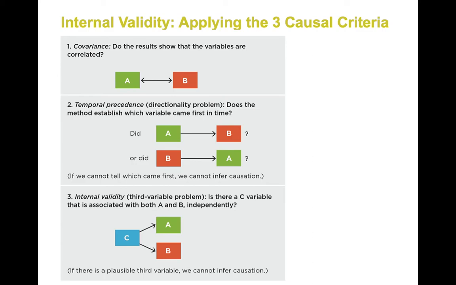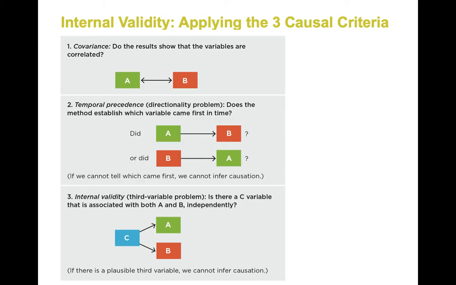Why is that? Well, the reason is that in order to make a causal claim, a study has to satisfy three criteria. The first is covariance. Okay? Covariance refers to the idea that there must be an association between a causal variable, which we'll call A, and the effects of that variable, B. Okay? So what an association study can show is this first criteria. It can show covariance.